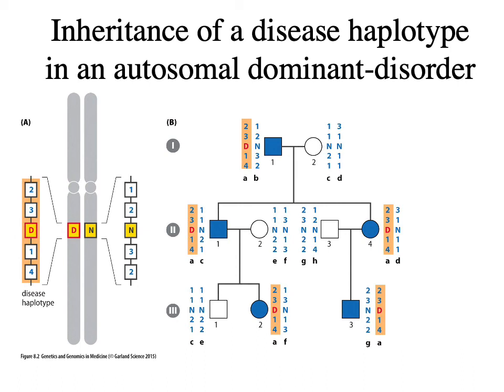So this slide shows how the disease haplotype is spreading throughout 3 different generations. And you see they all move together as a group. So this is what a haplotype is and why knowing the haplotype is important if you're using positional strategies to identify specific loci.